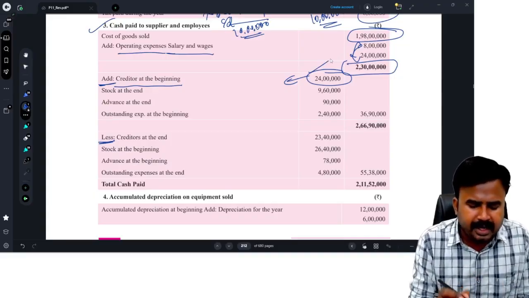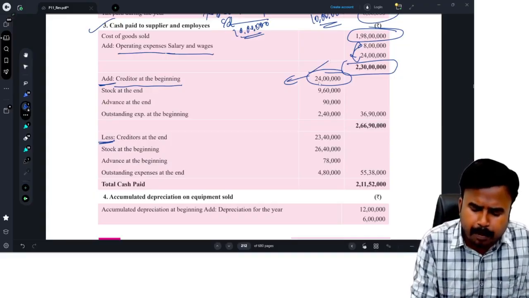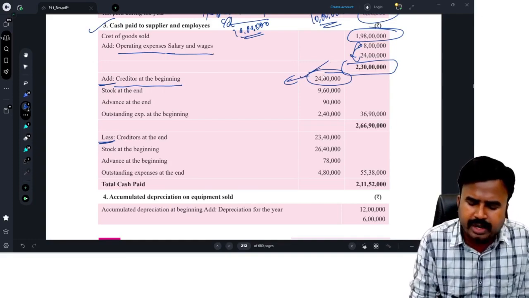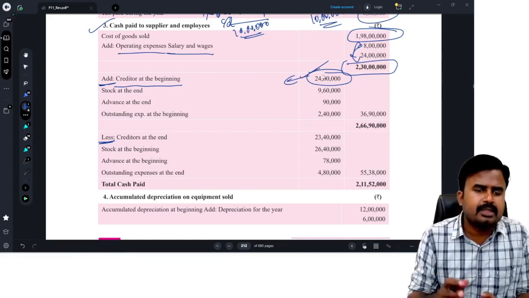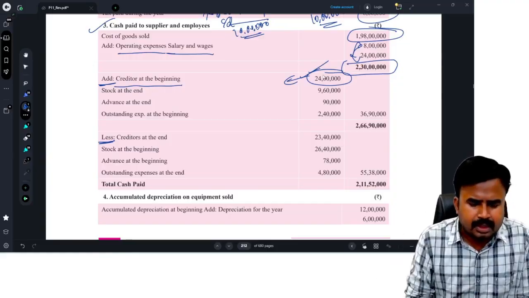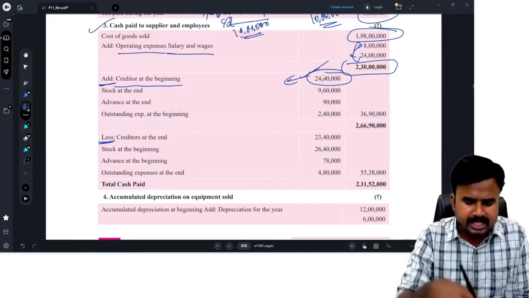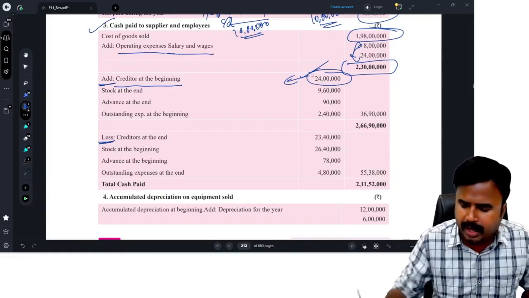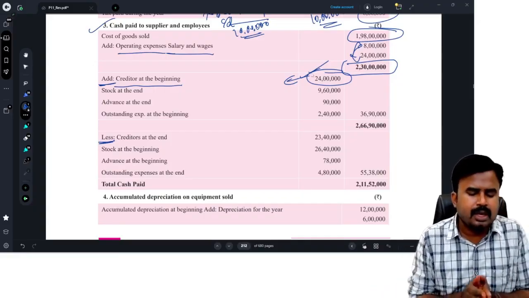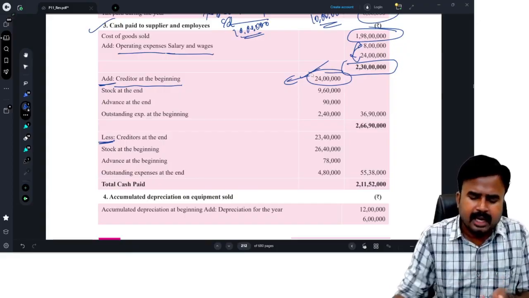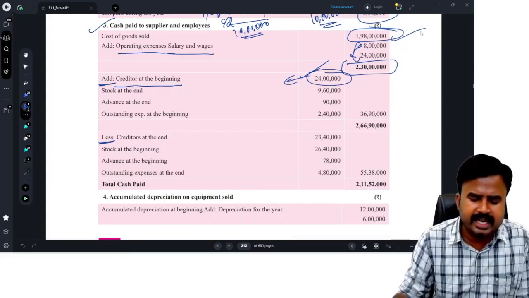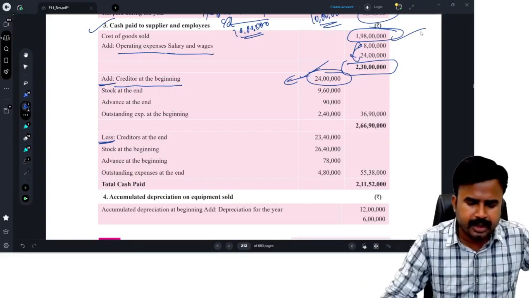So payment of creditors, actually this opening creditors for 24 lakhs. For this 24 lakhs, maybe the purchases were made in the previous year. So the point is, such payment should be considered here, in this year only. So I'm adding this number. So why are you adding 24 lakhs? Because opening creditors must be paid in the current year, and that number 24 lakhs is not loaded in this 198 lakhs. Okay. Hope you got it.